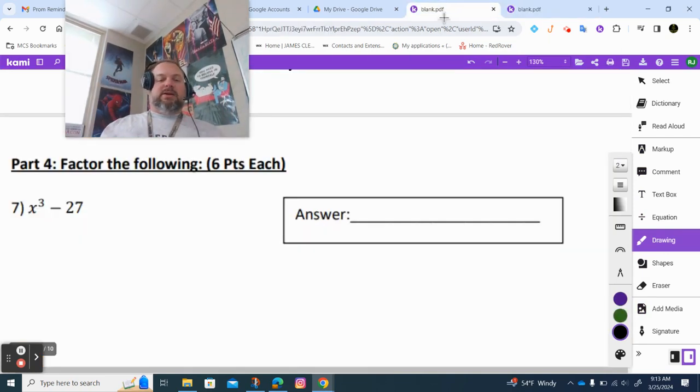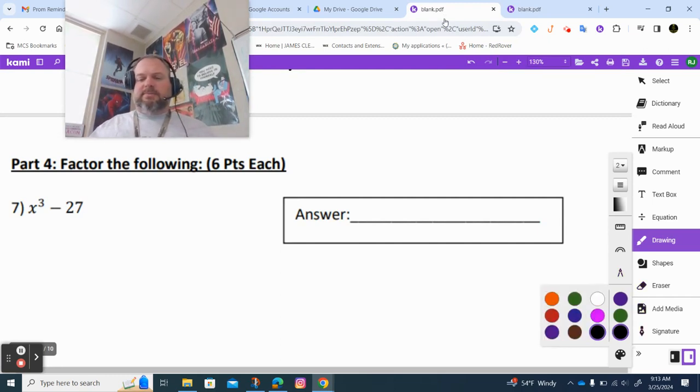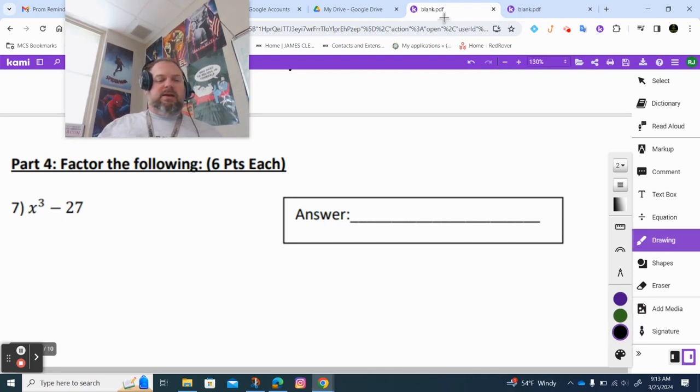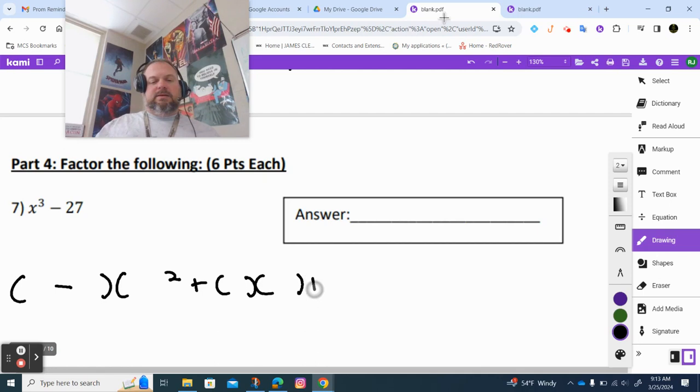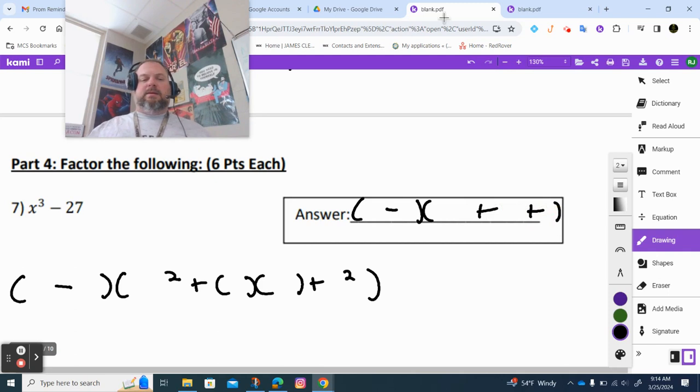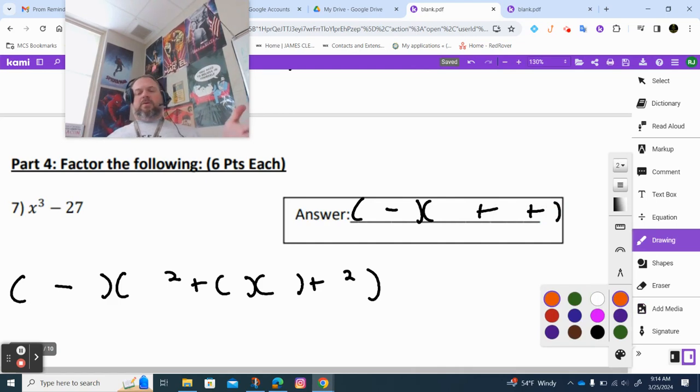Okay. So like this one right here, this is subtraction. So we know we're going to have something like this plus. All right. That's the form that we're going to plug stuff in.